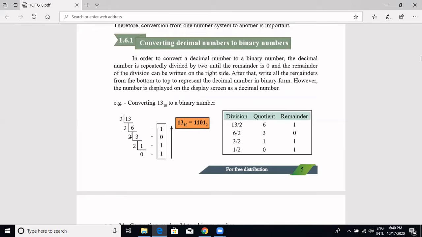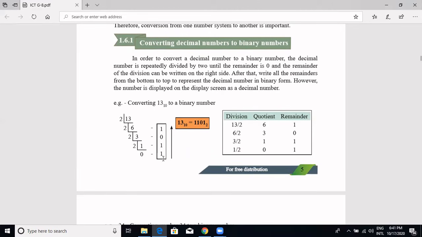6 again you divide by 2. It's 3, right? 2 into 3 is 6. Do we have any remainder there? No. So no remainder, 0 remainder. Then you divide 3 by 2 again. It's 1. 2 into 1 is 2. You have 1 remainder. So you put 1. 1 you divide by 2. It's 0, but you have a remainder of 1.